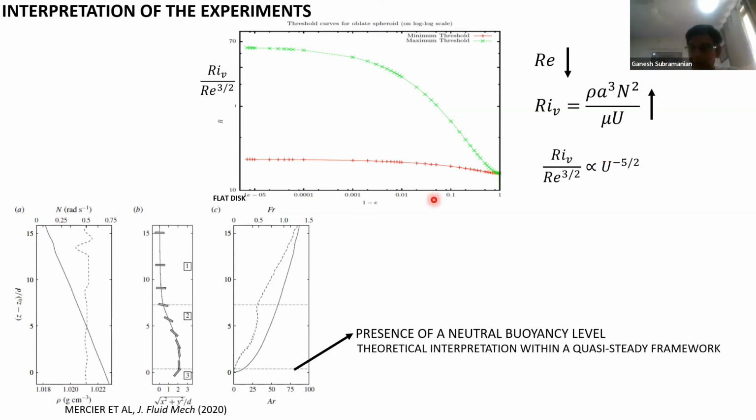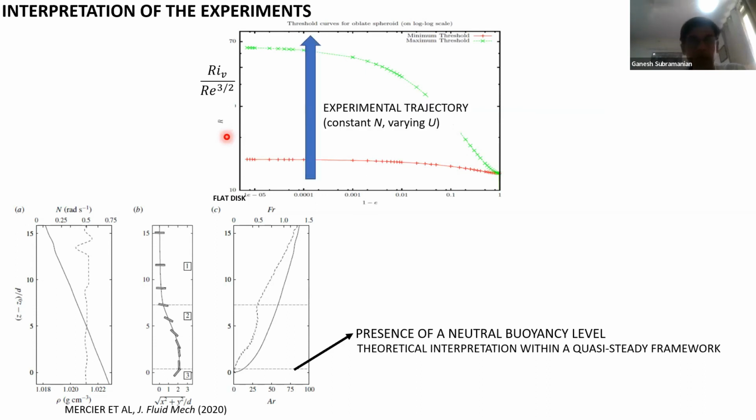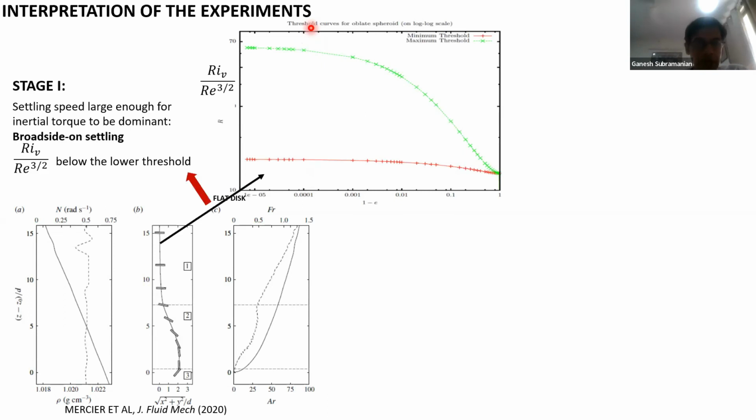And therefore, I can think of the approach as being an increase in this ratio, because the viscous Richardson number increases and the Reynolds number decreases, so this ratio is increasing. And therefore, I go along this upward arrow. So the idea is that to begin with, when I'm right at the top, the density difference driving the sedimentation is large. And so this ratio RIV by RE to the power 3 by 2 is below the lower threshold, and I have a behavior similar to the homogeneous ambient. I have settling in a broadside-on equilibrium.